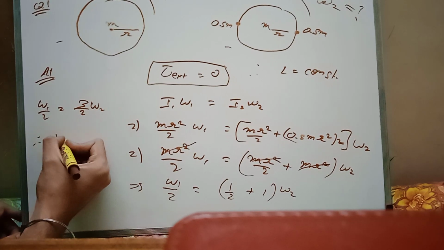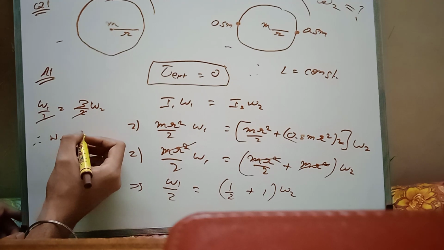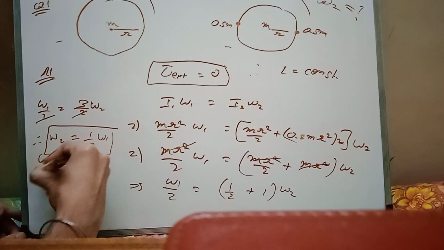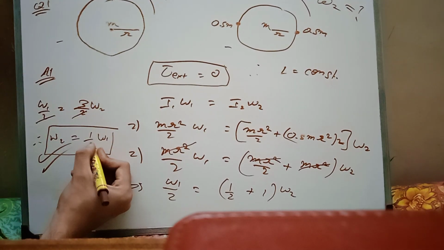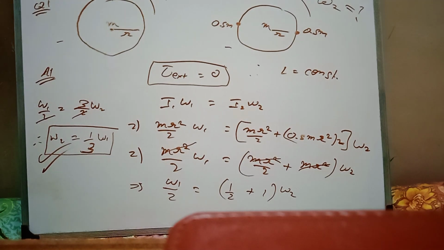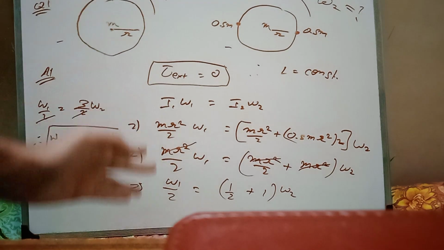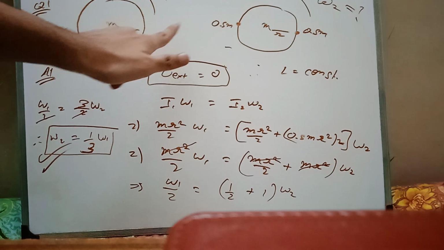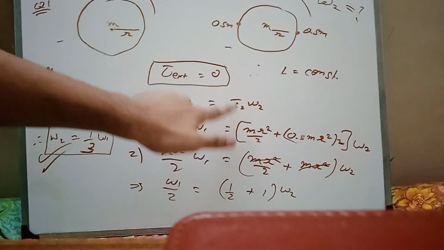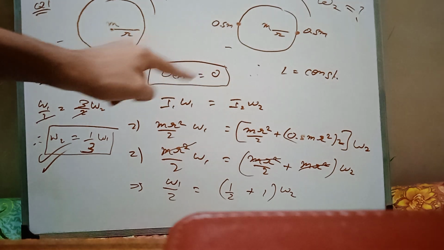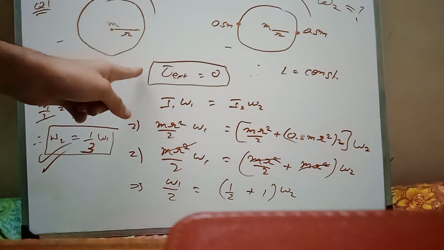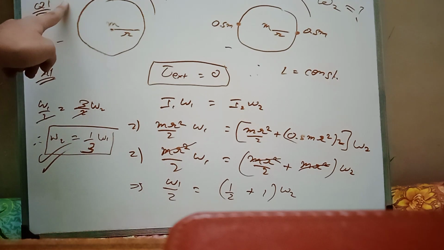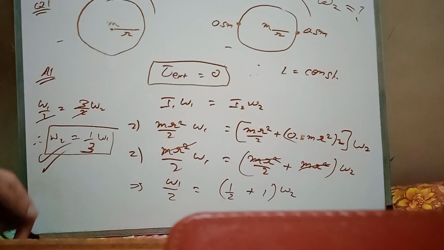So you have to find omega 2. Omega 2 is 1 by 3 omega 1, and that's the answer. We also check that answer. Why? Because we know that moment of inertia increases, and since angular momentum is conserved, the angular speed must decrease. That's why the angular speed is one third of the angular speed in case 1. So our answer is correct.